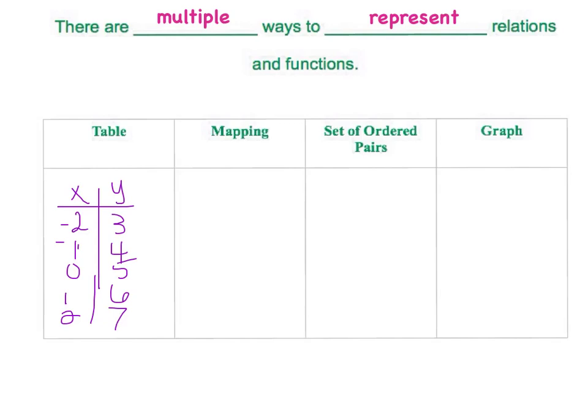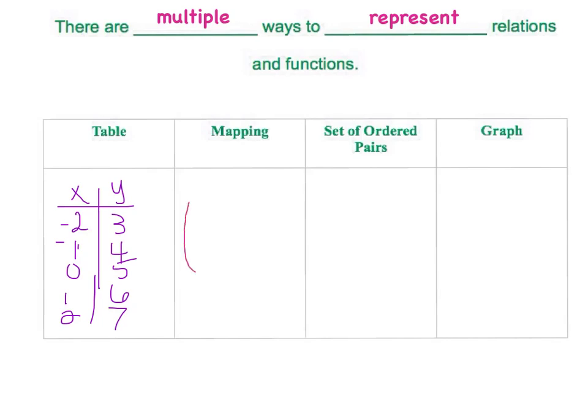Now remember, each x and y coordinate represents an ordered pair. So you can tell if this set of values represents a relation or a function. And here I have different x values, so each x value has its own y value, so my table here represents a function.